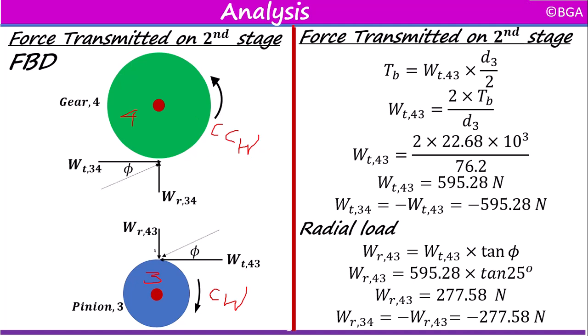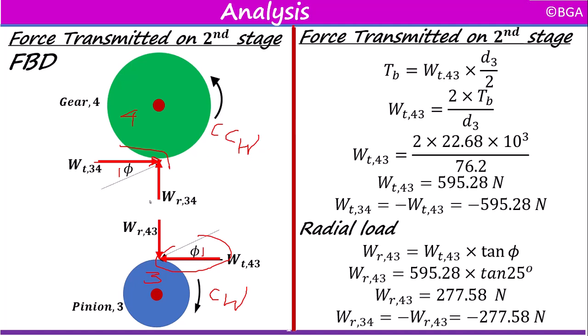Because this gear 3 applies a force called WT34 to the right direction like this, so this force tends to rotate gear 4 in the counterclockwise direction. So the opposite force will act here on gear 3. Radial forces are equal and opposite, like the transmitted load, and this is how we put the pressure line. This is the pressure line, and this is the pressure angle.